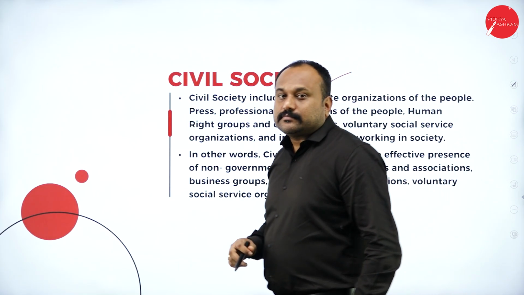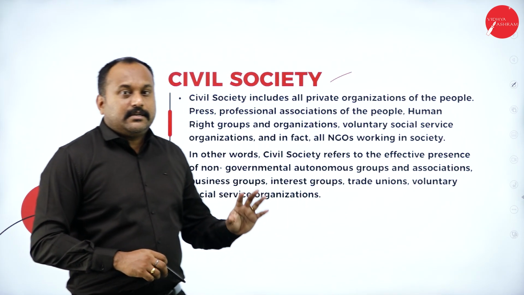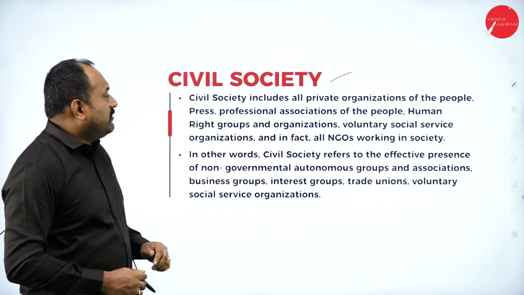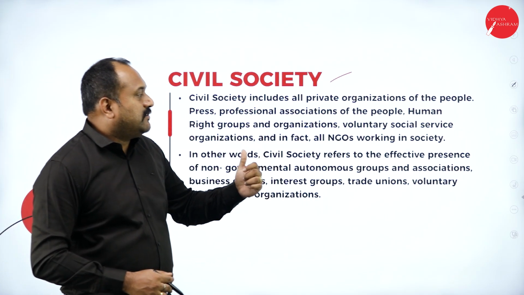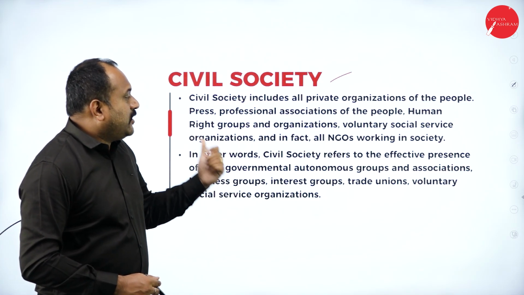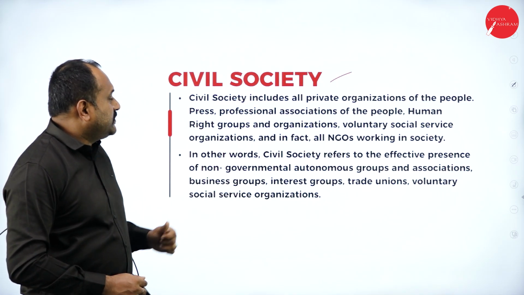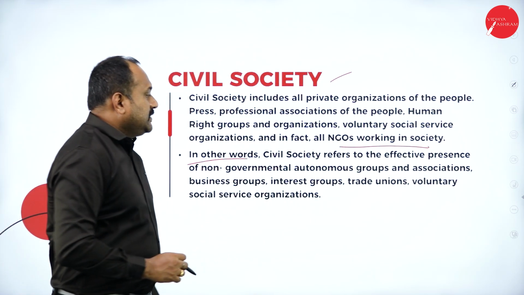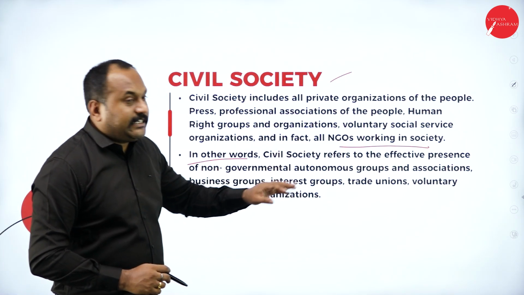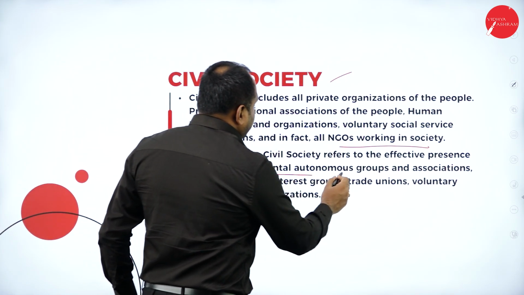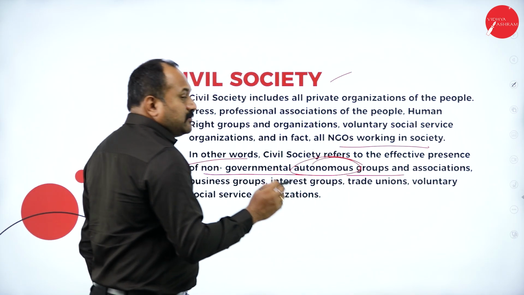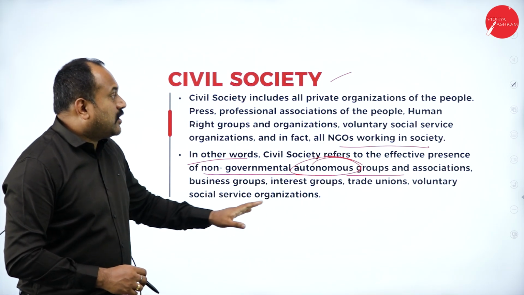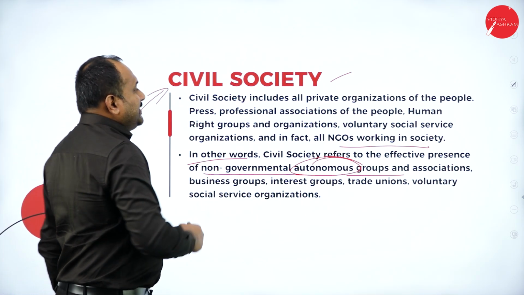Civil society, you can get an MCQ question on this. Civil society includes all private organizations of the people, press, professional associations, human rights groups and organizations, that is voluntary social service organizations, in fact all NGOs working in society. In other words, civil society refers to the effective presence of non-governmental autonomous groups and associations, business groups, interest groups, trade unions, voluntary social service organizations. They are called the civil society.